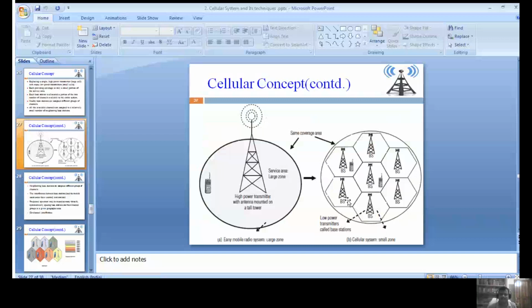Here in this figure, the data line is for data transmission. First we discuss the mobile unit. The symbol of the mobile unit is a car symbol. At the top of the car is an antenna.